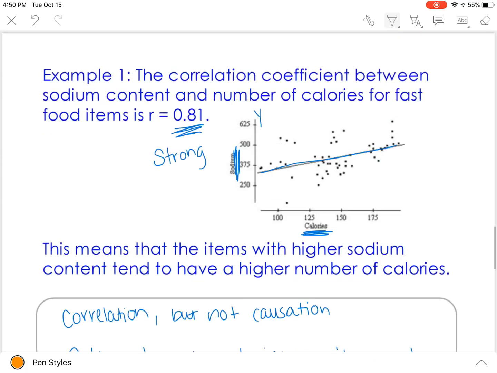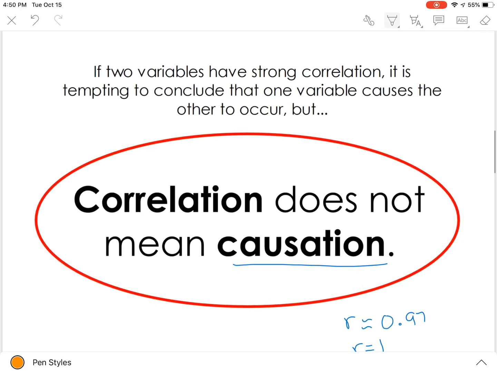So this is our correlation and causation. And again, the main thing you want to take away is that even though they're correlated, that does not mean that one of these factors causes the other to occur.